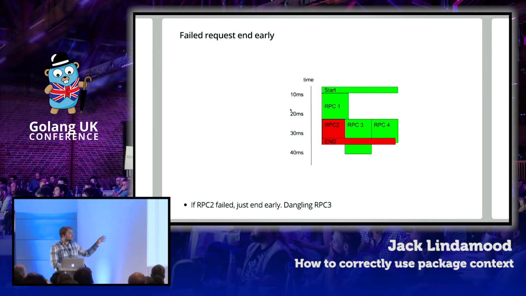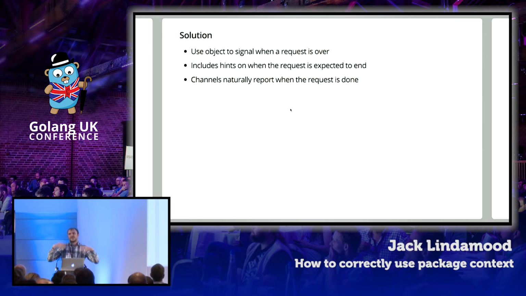The problem with this is that RPC 3 and 4 are still doing computation, still out there consuming resources, when you can't do anything with that information because you can't give the user a response when RPC 2 failed. The ideal situation would be, if RPC 2 fails, I can communicate that to my parallel requests and say, you should stop doing whatever you're doing because I don't need your response anymore, and then return an error to the user. This is the bigger problem that context was created to solve.